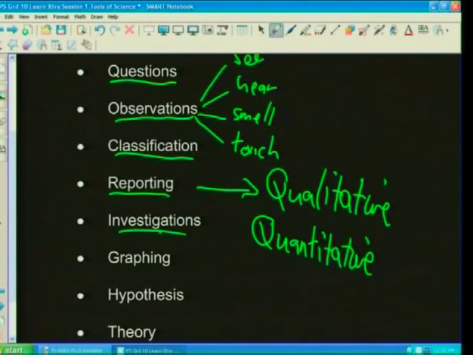Now, we're going to go into some more details about this word investigations. Investigations are things that scientists conduct to try and answer questions.